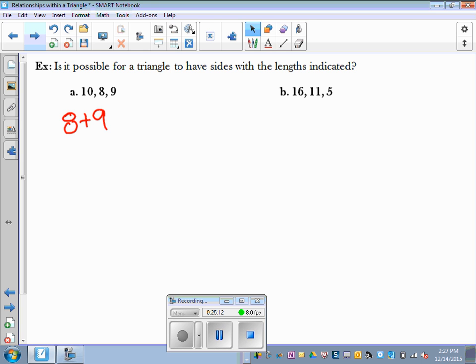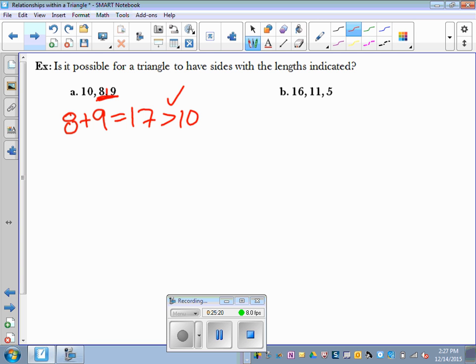And what does 8 plus 9 equal? And is 17 greater than 10? Yes. So these added together are greater than my third side. So yes, it's a triangle.